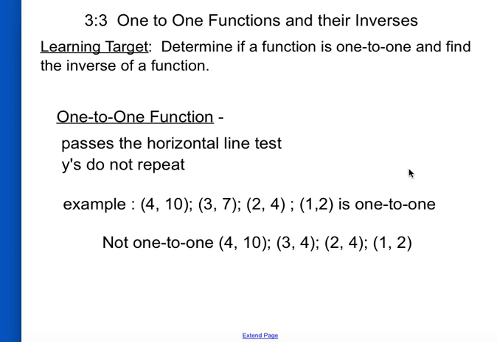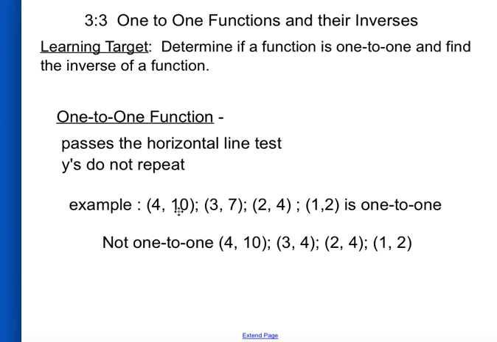So I can go ahead now and look at the first example there. I've got these ordered pairs: 4, 10; 3, 7; 2, 4; 1, 2. Notice the y values do not repeat. We've got 10 for our y, 7 for our y, 4 for our y, and 2 for our y. The y's are not repeating, therefore it's one-to-one.